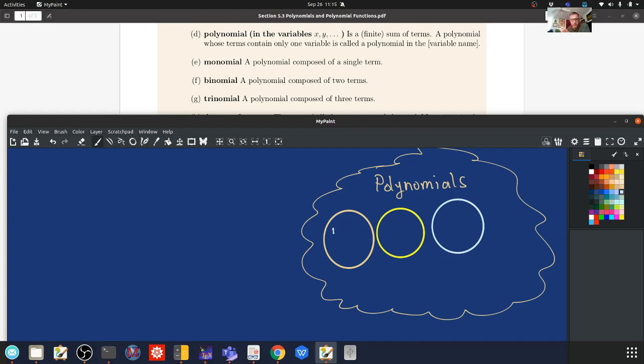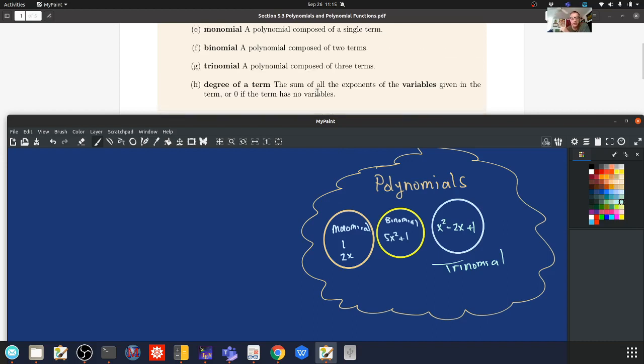So a monomial, just one term, for example 2x. A binomial, I should have written these bigger, binomial is 2 terms, like 5x squared plus 1. And for this last one, I'm going to write it down here. A trinomial is 3 terms, such as x squared minus 2x plus 1. So these are classifications by the number of terms they have.